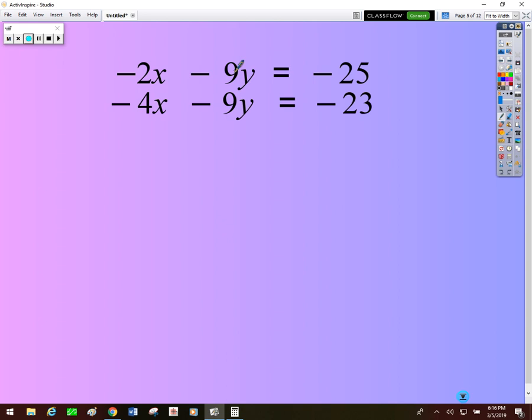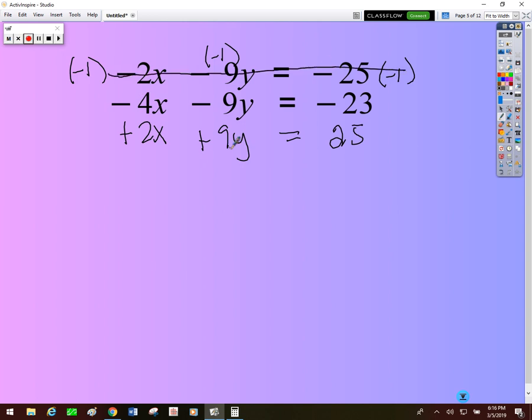I do see that the y's have the same coefficient, but my signs are the same. So to get rid of this one, I'm just going to change the sign. And to do that, we're going to distribute a negative 1 to everything in that top equation. So negative 1 times negative 2 is a plus 2x. Negative 1 times negative 9 is a plus 9y. And negative 1 times negative 25 is plus 25. So what we've done is we have changed that equation to this one.